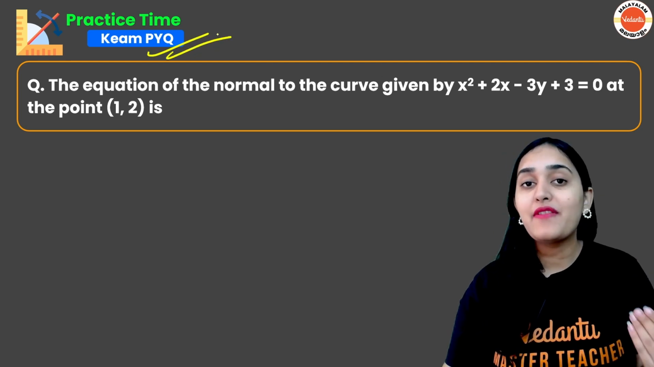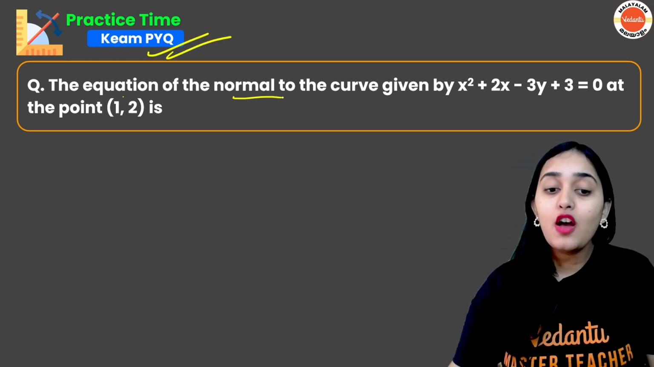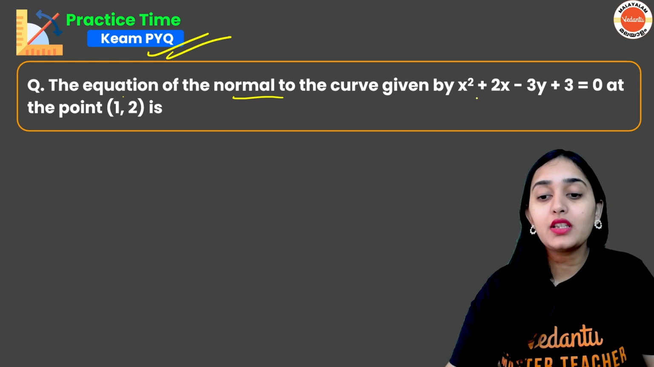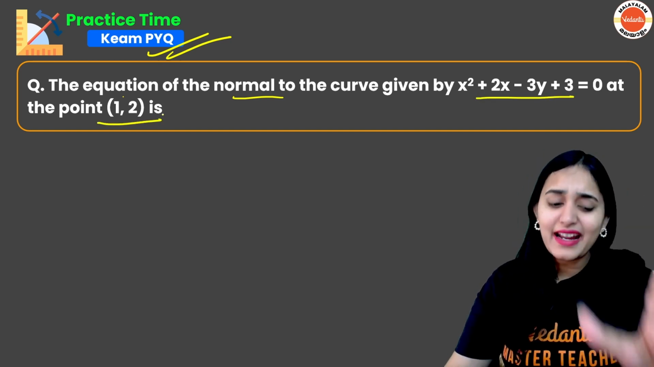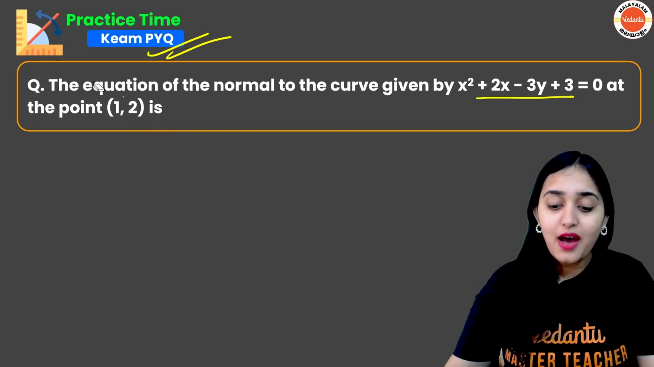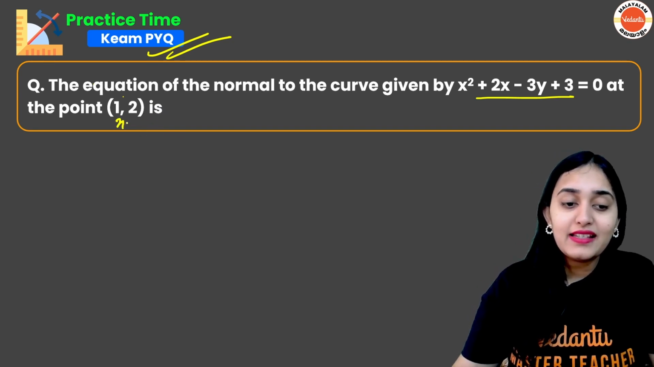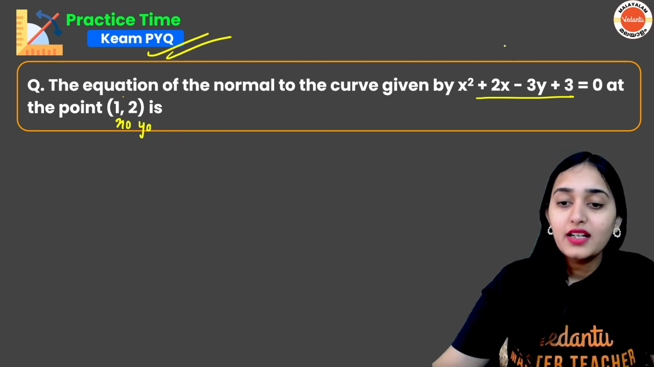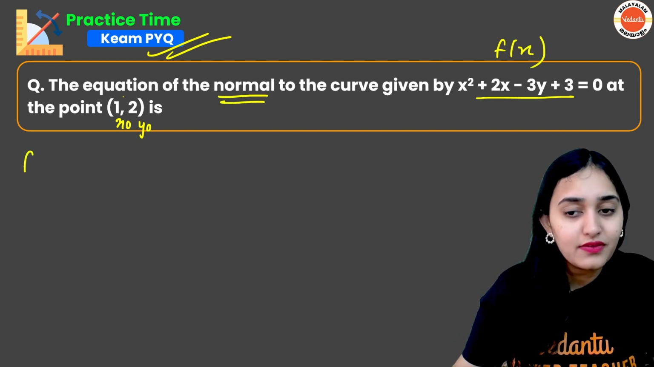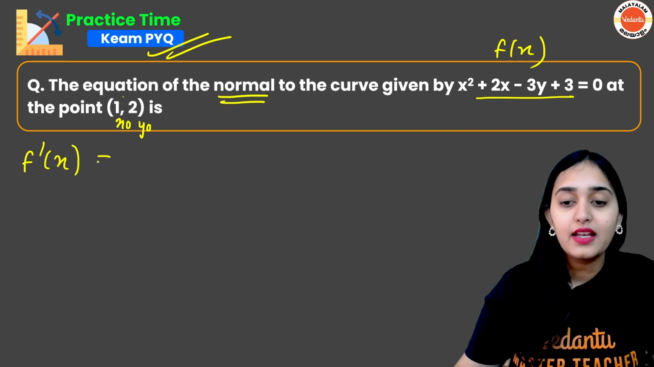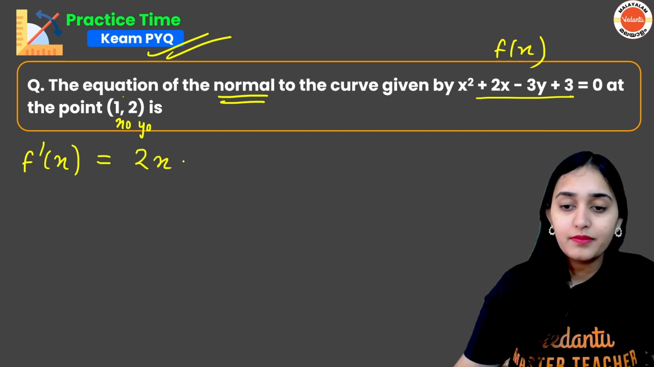Again, this is a KEAM PYQ only. The equation of normal to this curve at this point. Such a direct question. How direct it is. See, this is x naught, y naught. This is f of x. Normal is asked. First step, f dash of x is 2x plus 2.